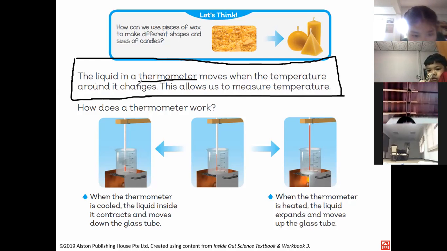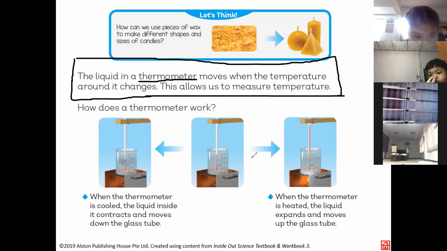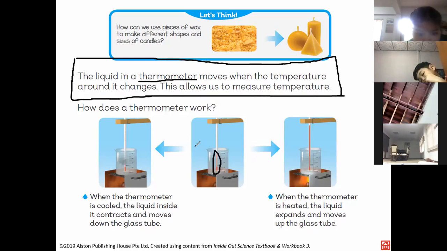Okay, I'm going to read one more time. The liquid in a thermometer moves when the temperature around it changes. So this allows us to measure the temperature. Class, do you understand thermometer? This is a thermometer. When you have a fever, when you feel sick, we use a thermometer to check our temperature. If there are changes in the water inside this container, the thermometer moves. It could move up or it could move down.